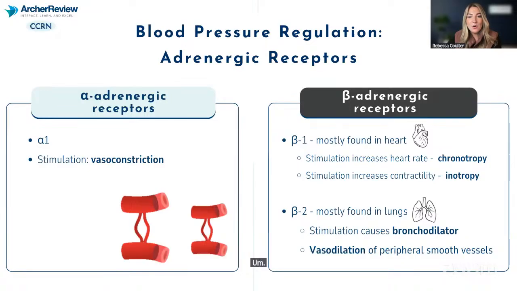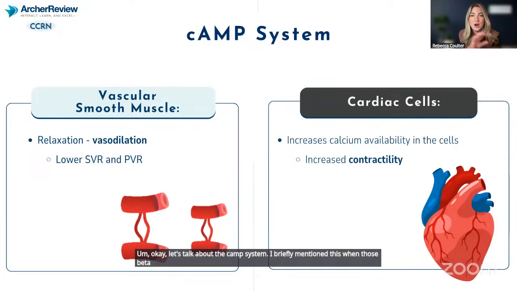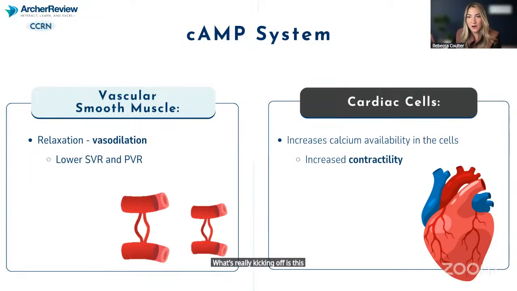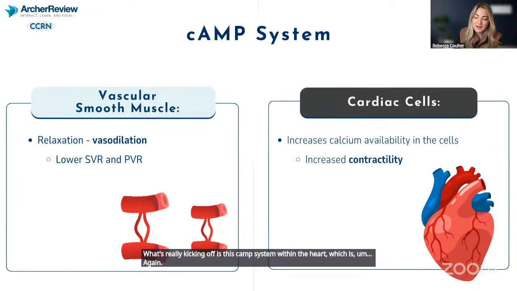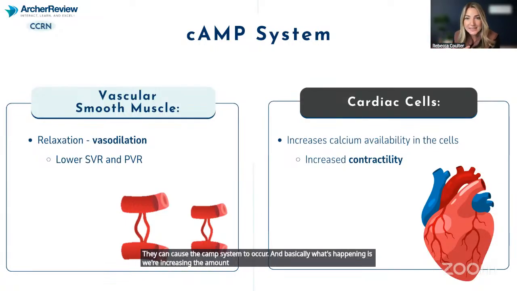Okay, let's talk about the cAMP system. I briefly mentioned this when those beta adrenergic receptors are stimulated. What's really kicking off is this cAMP system within the heart, which is again stimulated by beta receptors, but there's also some medications that can sneak in without causing beta stimulation. They can cause the cAMP system to occur. And basically what's happening is we're increasing the amount of calcium that is available in the cardiac cells.